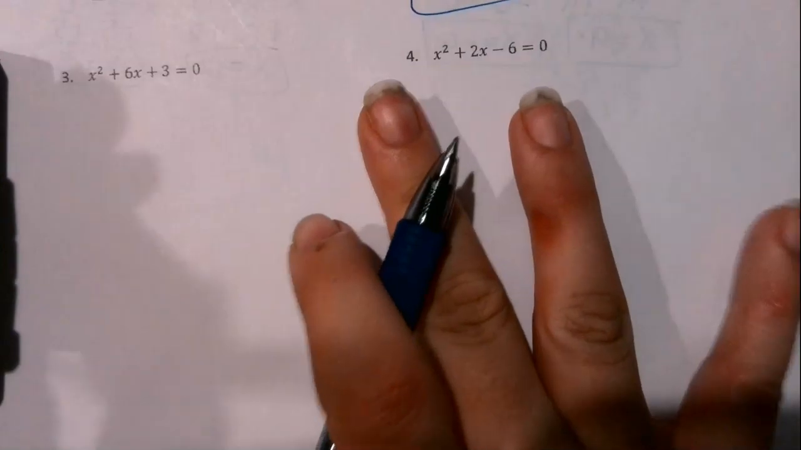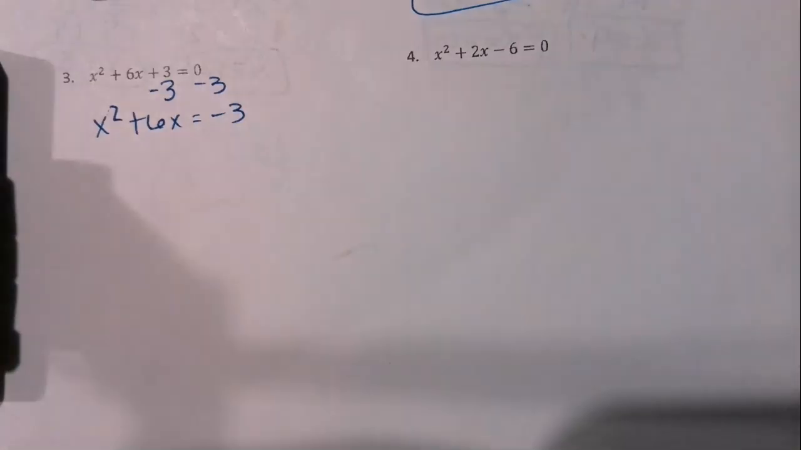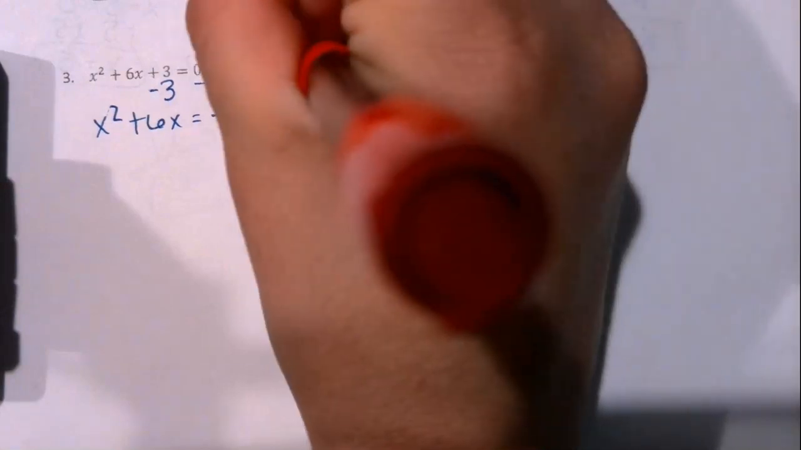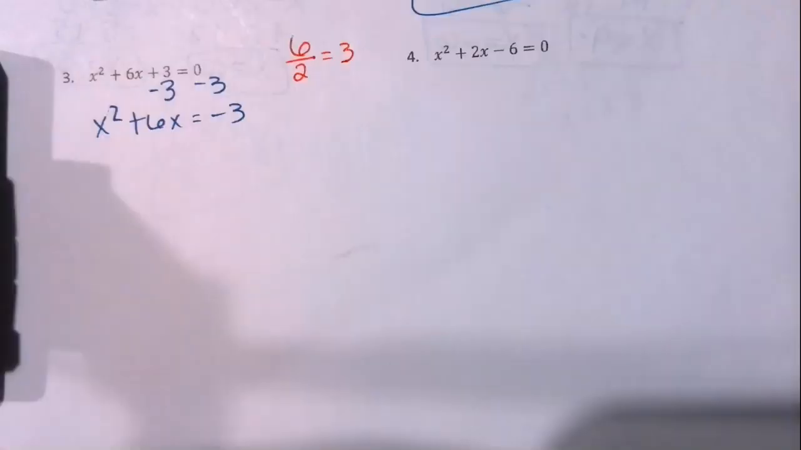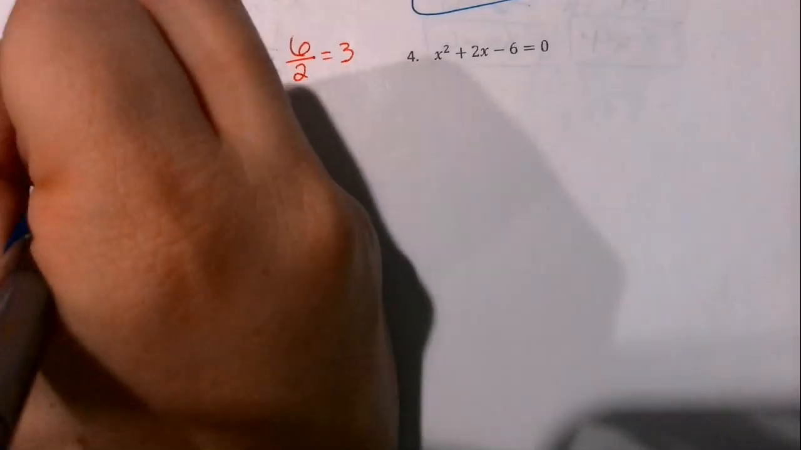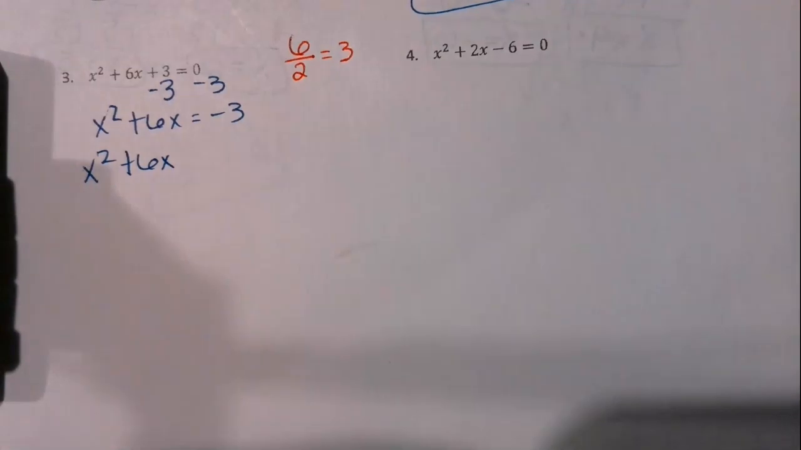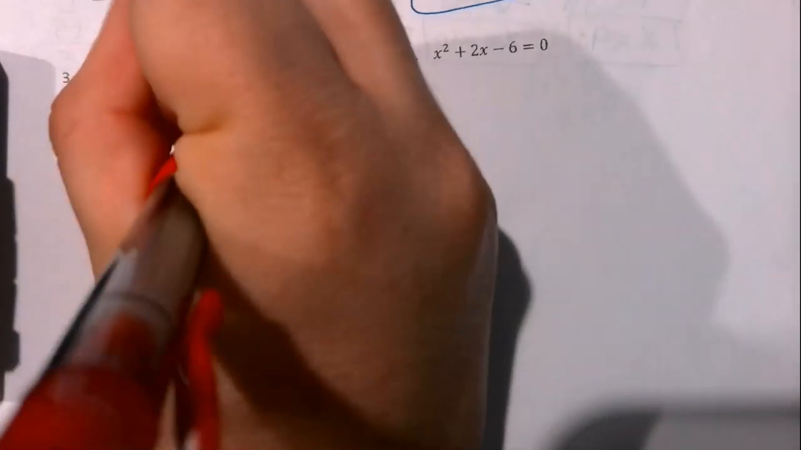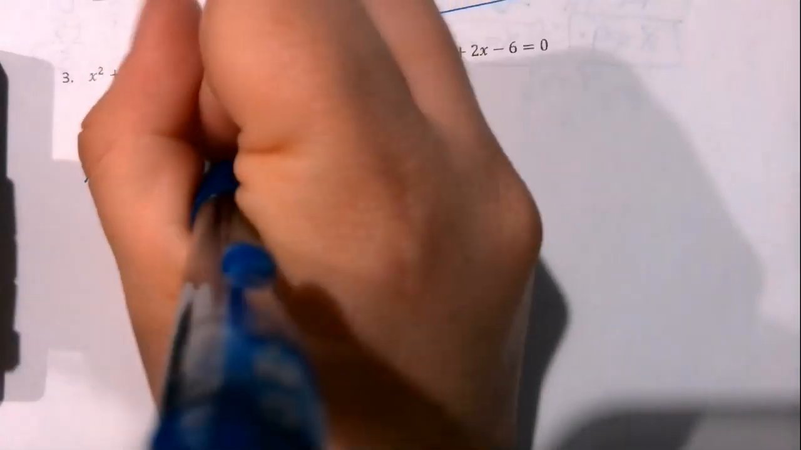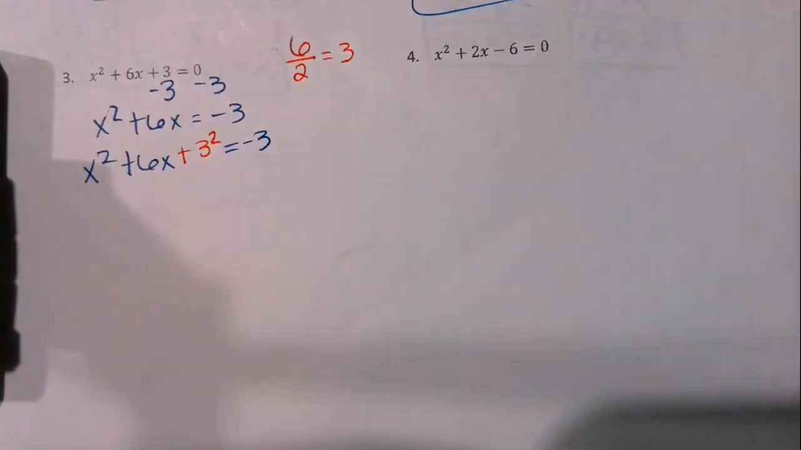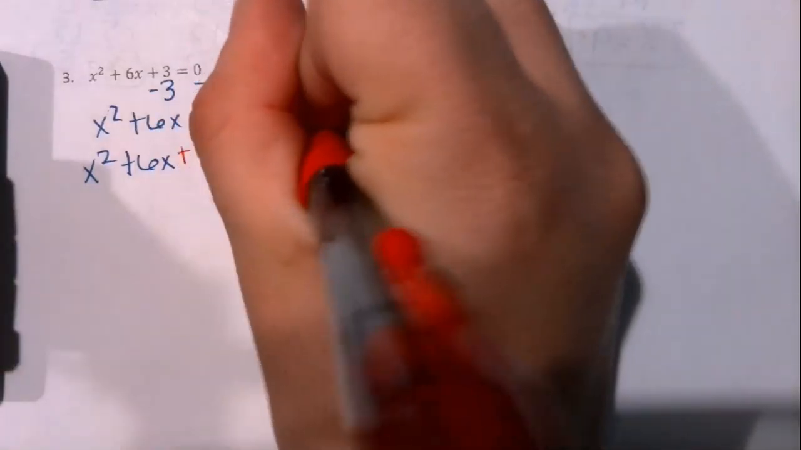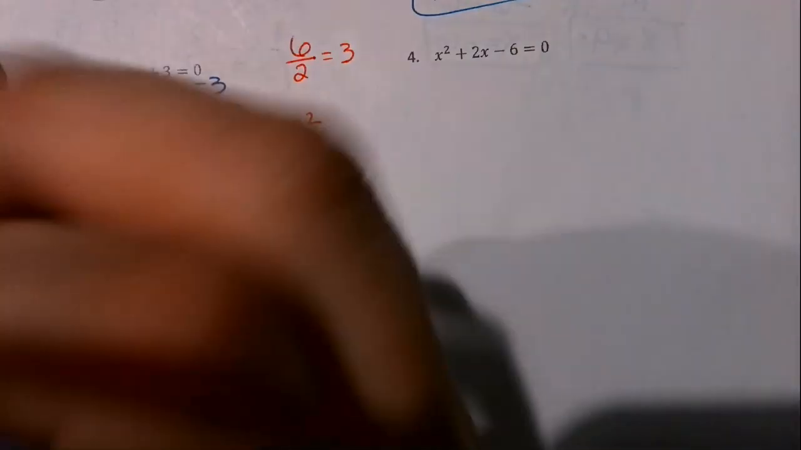Same thing on the bottom too. I'm going to start off by subtracting 3 on both sides because I want to get my x terms alone. So I have x squared plus 6x equals negative 3. I want to find half of my b value, which here is 6. So half of 6 is 3. I'm going to add 3 squared to both sides. Okay, 3 squared is 9.